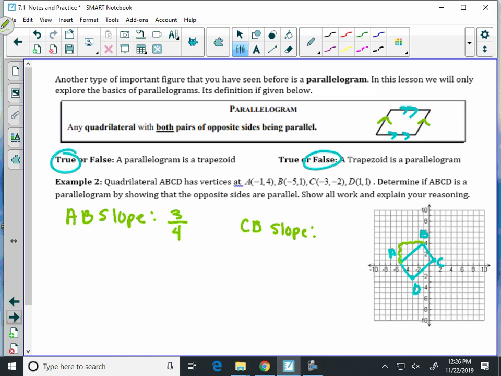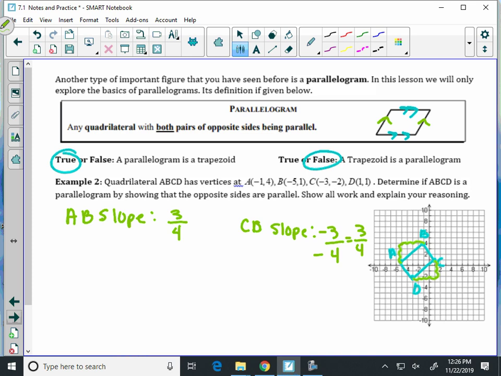So what's the rise for CD? How far did we go down? Went down, so it's what? Negative. What's our run? Went left, so it's what? And what's a negative over a negative? Positive. Are those slopes the same? Yeah. I can keep moving. If they weren't the same, you could stop and say, nope, not a parallelogram. Because both sets have to be parallel. Both sets have to have the same slope.